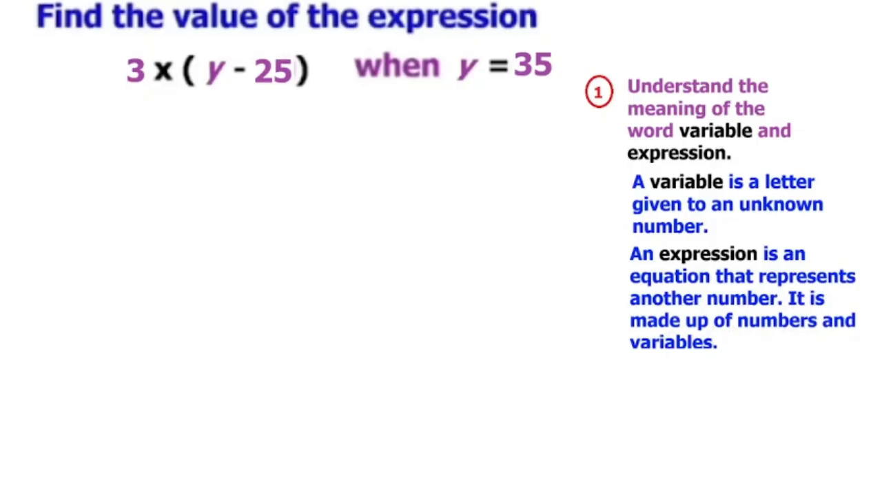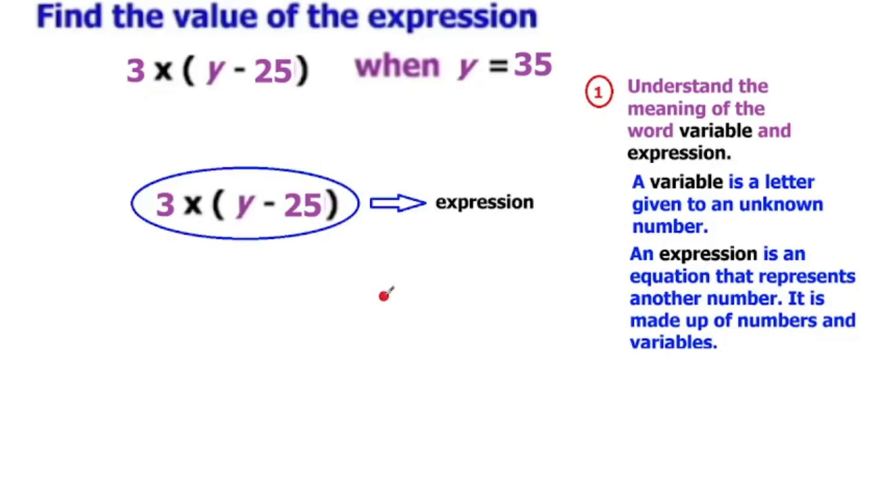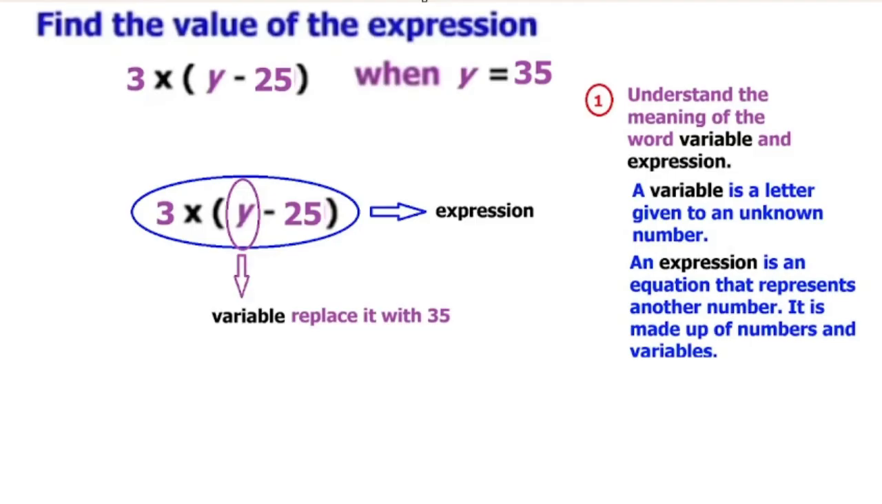This is our expression. So here we have it again, and let's break it down. This is our expression. It's made up of numbers and letters, variables. And now this is our variable. So we can replace it with 35. That's what we have to do. You have to figure out what this expression equals when this variable is equal to 35. So let's do that. Let's put 35 in.